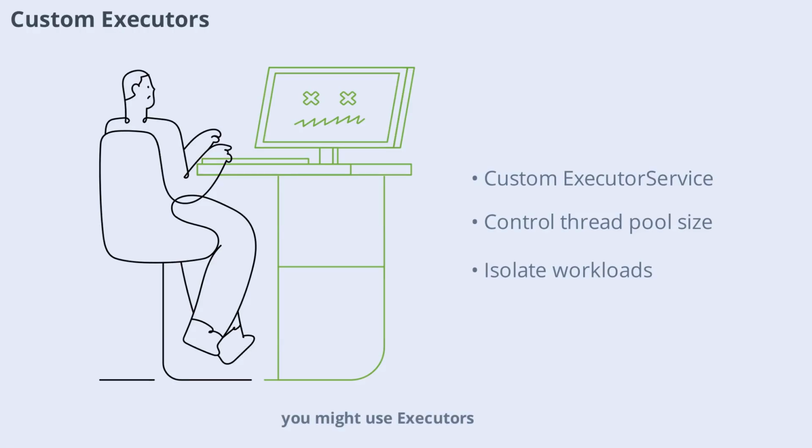For example, you might use Executors.newFixedThreadPool to create a pool with a specific number of threads. Passing this executor to your CompletableFuture methods gives you fine-grained control over how and where your tasks run.